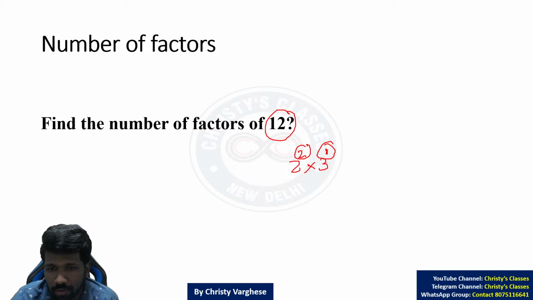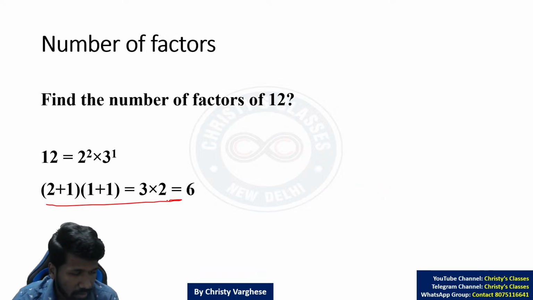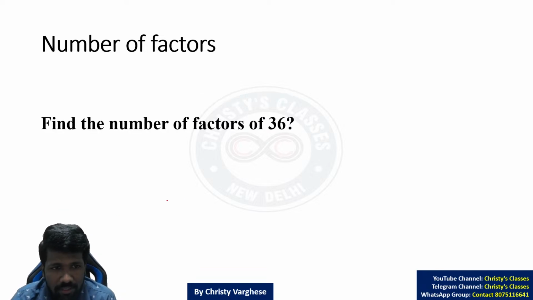This 2 and this 1 you take. Add 1 to that. 2 plus 1 is 3 and 1 plus 1 is 2. Multiply 3 into 2, 6 factors will be there. All clear? That is how to find the number of factors. Now find the number of factors of 36.